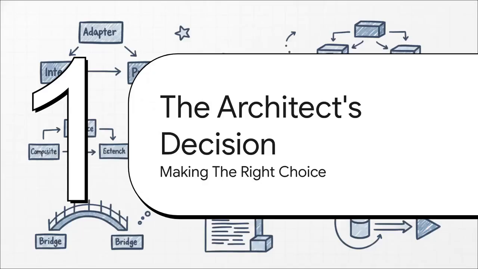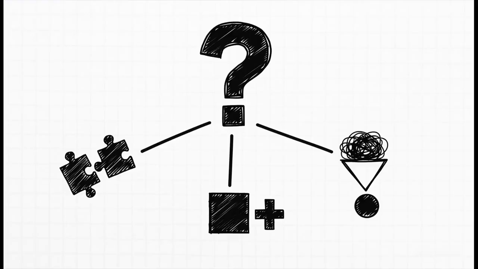So, there we have it. Three tools: the adapter, the decorator, and the facade. But here's the thing. The real skill of an architect isn't just knowing what these tools do. It's developing that gut instinct, that intuition, to know exactly which one to reach for to solve the problem at hand. And this is absolutely everything.